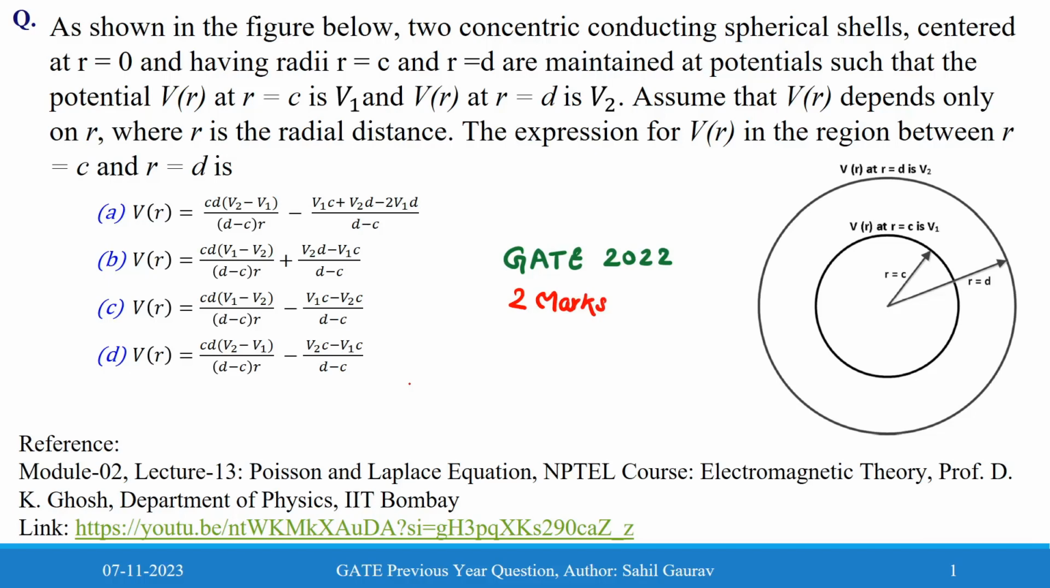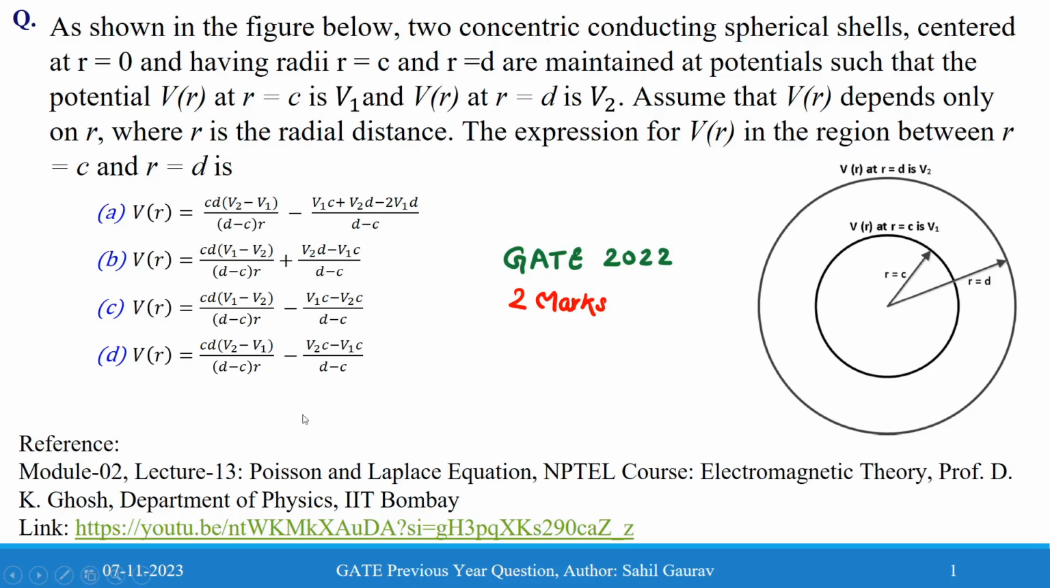It says that, as shown in the figure below, two concentric conducting spherical shells centered at r equal to 0 and having radii r equal to c and r equal to d are maintained at potentials such that V(r) at r equal to c is V1 and V(r) at r equal to d is V2. Assume that V(r) depends only on r, where r is the radial distance. The expression for V(r) in the region between r equal to c and r equal to d is.